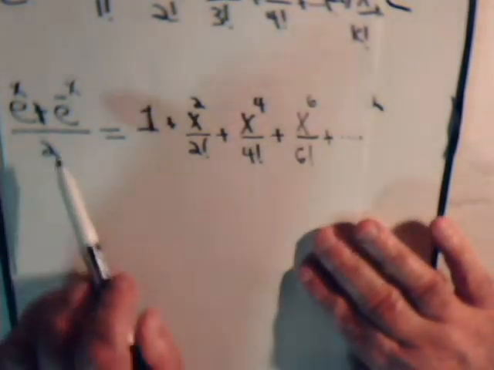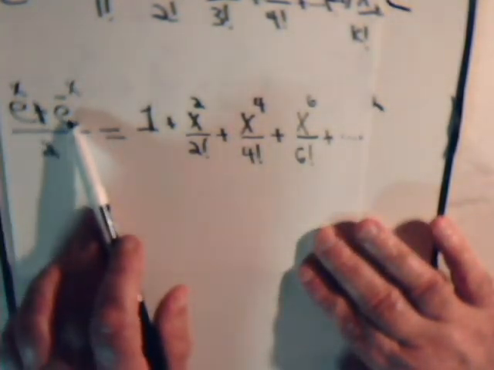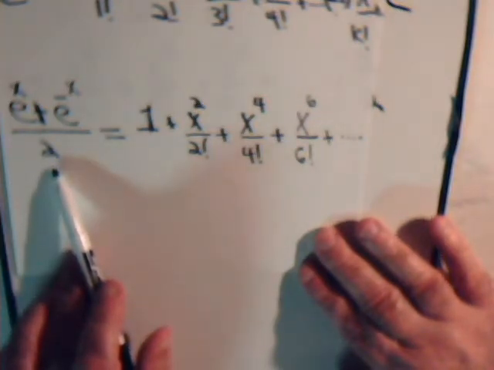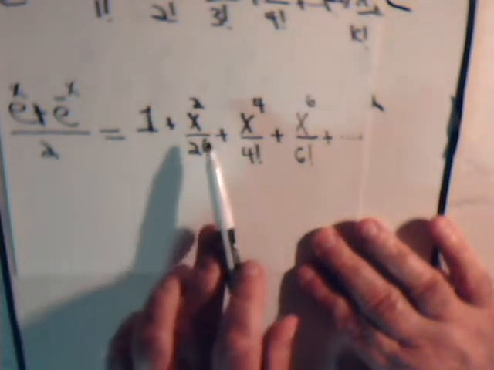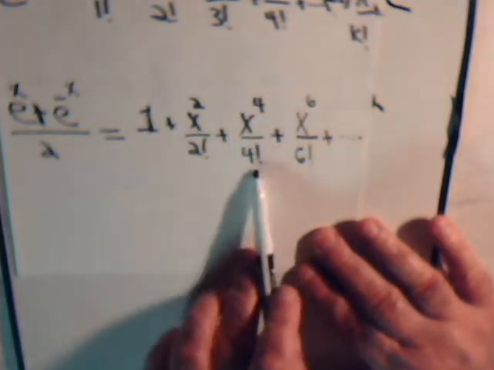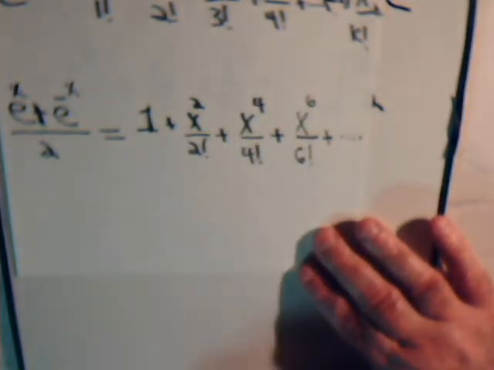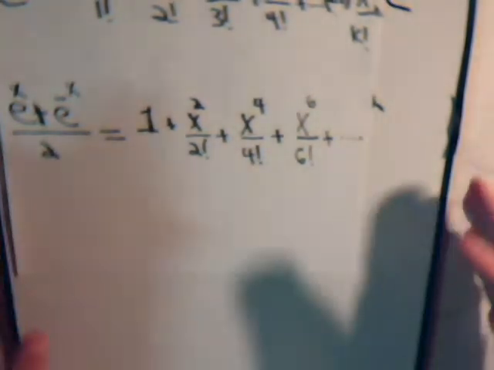If we have e to the x plus e to the minus x divided by 2, that's equal to 1 plus, well, all of the numbers here now are even numbers. And again, we derived that in that video. It was not difficult to derive.